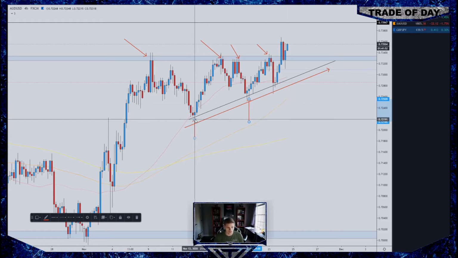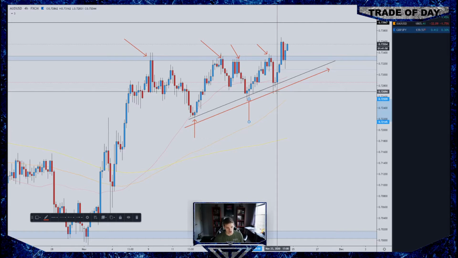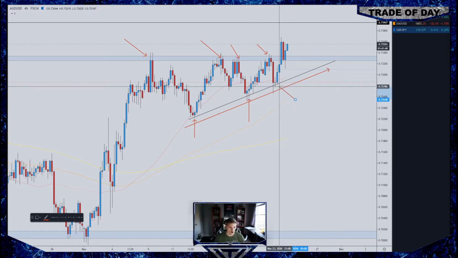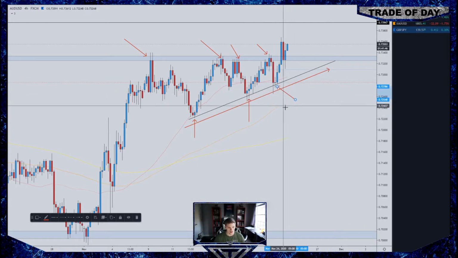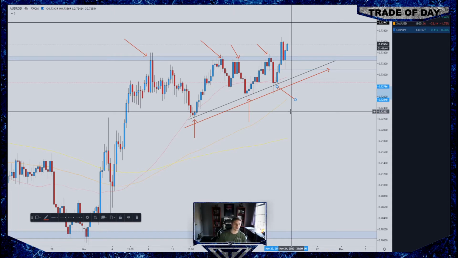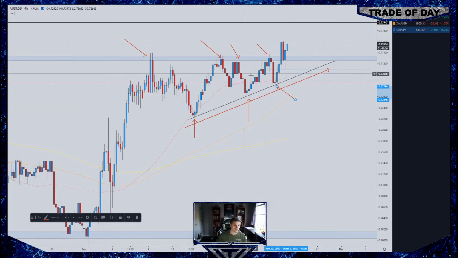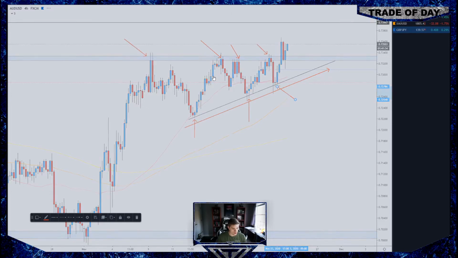So after these first 2 retests of this ascending trend line, I saw it when it was retesting right here, and I was like, okay, this is the 3rd retest of the ascending trend line. It's wedging in here, and it's poised to break out. So I was looking for a move, and let me show you. Let me go down to a lower time frame.